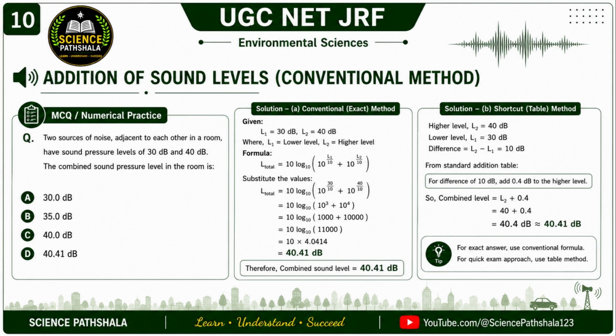And if we go through the table method, the shortcut method, the higher level is 40 dB, the lower level is 30 dB. The difference between them is 10 dB. So from the standard addition table, for a difference of 10 dB, we have 0.4 dB to be added to the higher level. So the combined level becomes L2, that is the higher level, plus 0.4 from the table, that is 40 plus 0.4 is 40.4 dB. So it is approximately equal to 40.41 dB. So for exact answer use the conventional formula, and for quick exam approach use the table method.